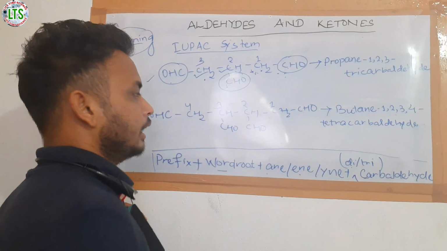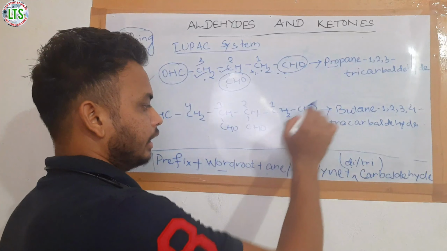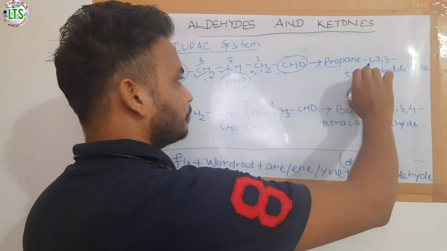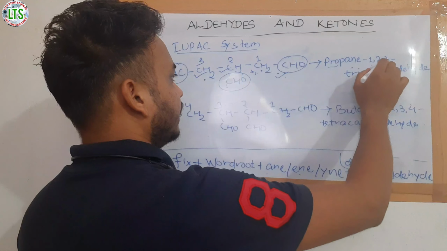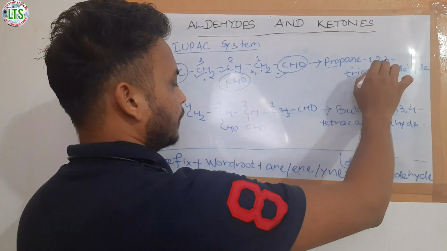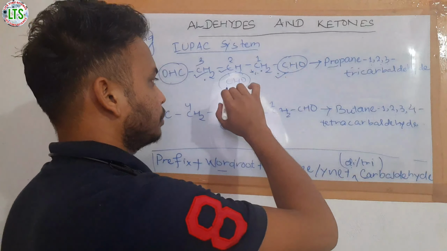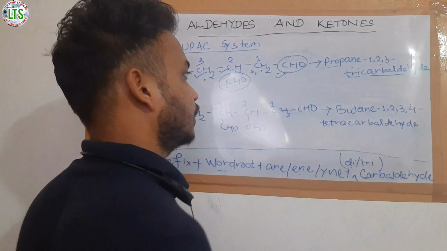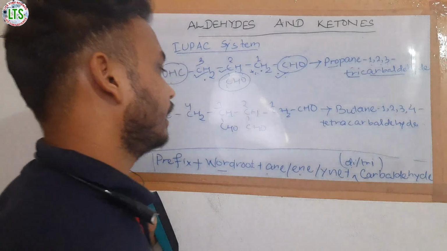So there are 3 carbon atoms, so we can write prop, then ane, then the positions of the CHO groups, which are 1, 2, 3. So we can write 1,2,3 hyphen. As there are 3 CHO groups, we can write tri and lastly carbaldehyde. So the name is propane-1,2,3-tricarbaldehyde.